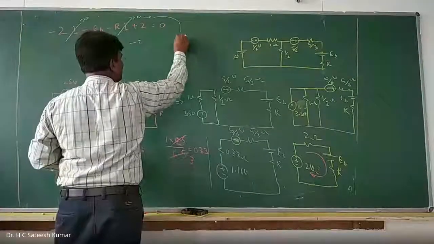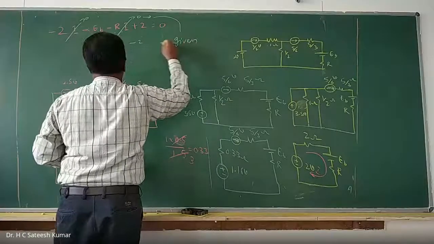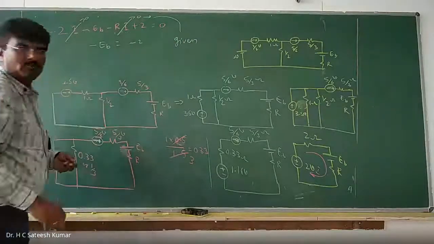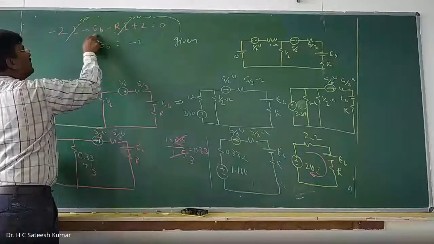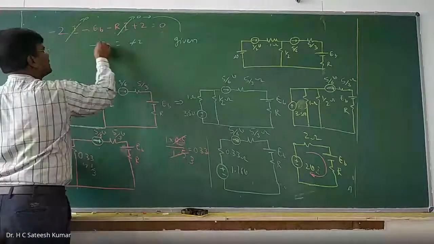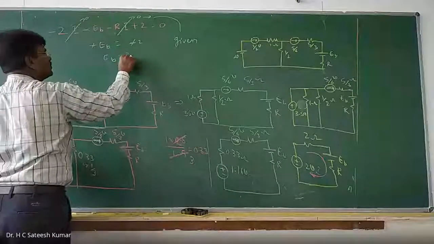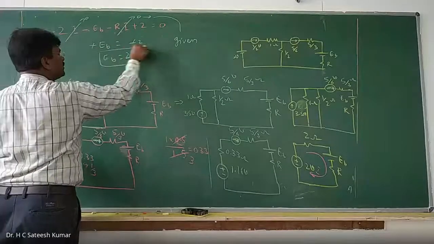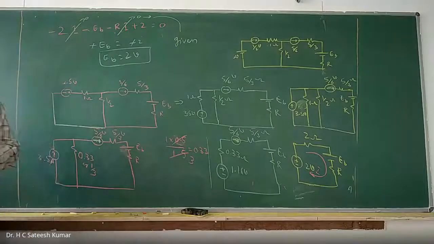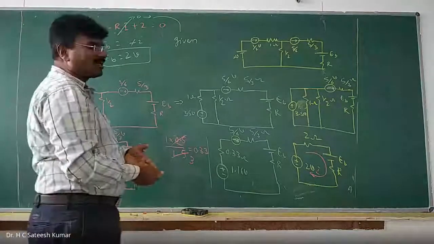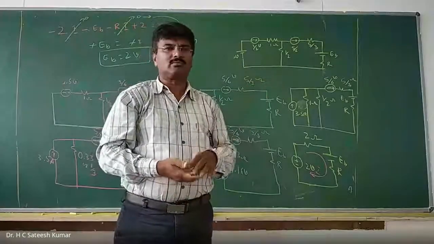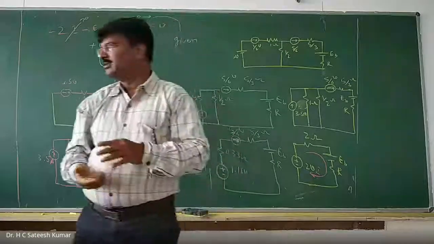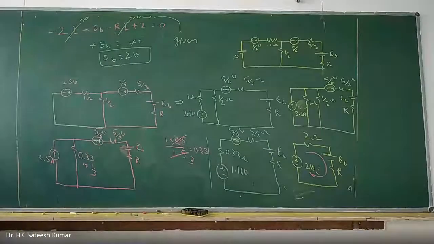Given that the current flowing through this resistance will be 0, therefore I is 0. So minus EB is equal to minus 2. Minus gets cancelled. Therefore, EB is equal to 2 volts. That's how we should do it: using source transformation, find the value of EB such that the current flowing through the resistance is zero. Is it okay? This kind of question we have seen in the examination.